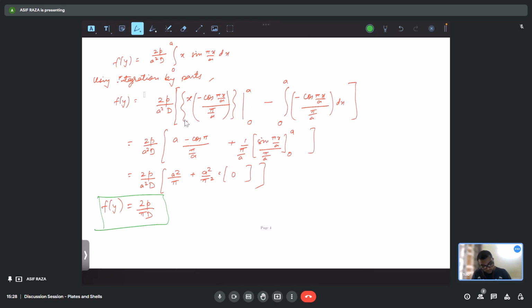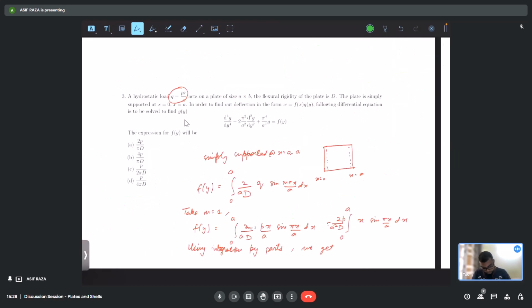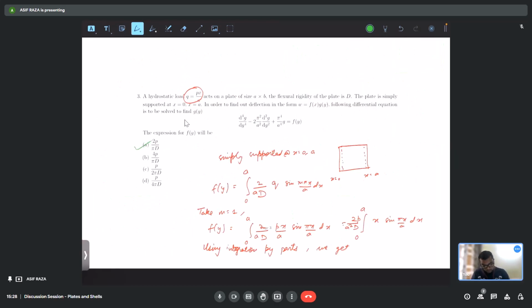Integration by parts is like: integral of u v dx equals u times integral of v dx minus integral of du/dx times integral of v dx, dx. Okay, so Fy is equal to 2p upon pi d, so the answer would be the first option.